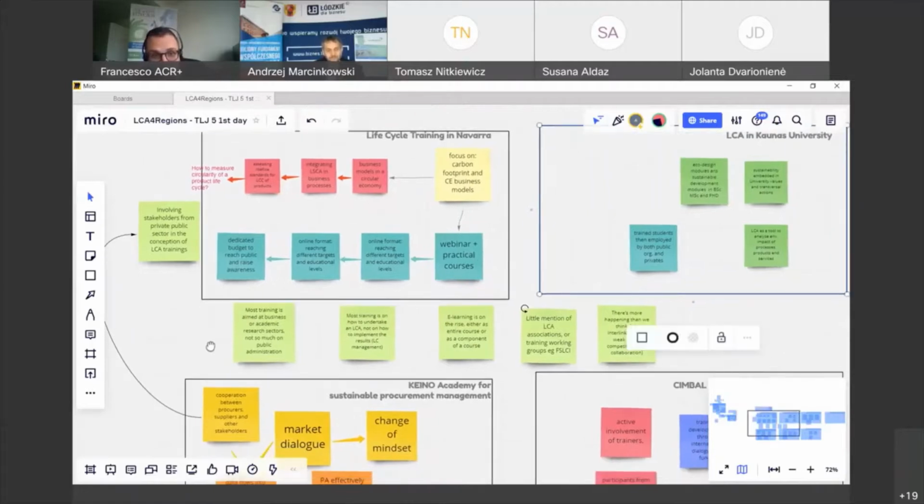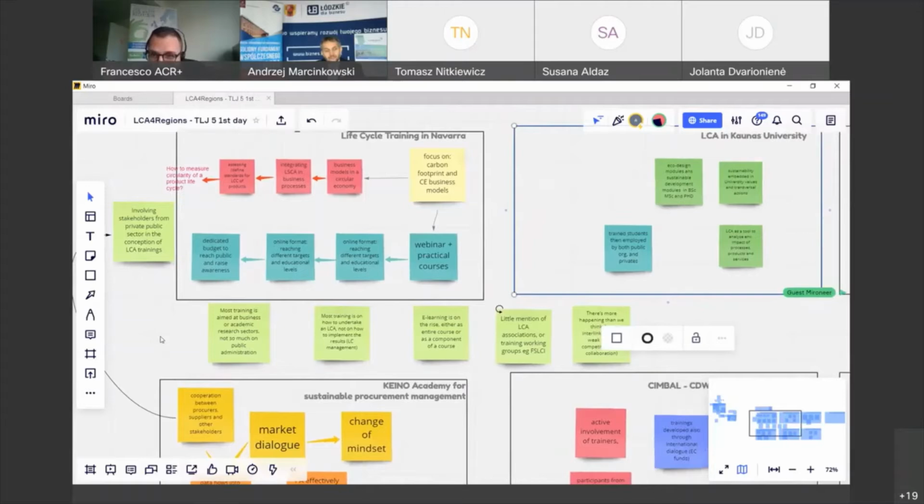I'm only reading, then it will be up to Fritz if he wants to comment further, because this is the mail exchange we had tonight, some of his transversal comments. First one is that most training is aimed at the business or academic research sector, not so much at public administration, with the few exceptions that we mentioned before. Most training is on how to undertake an LCA, not on how to implement results. And this is true because concrete application we've seen mainly on green skills, which is a much broader topic.